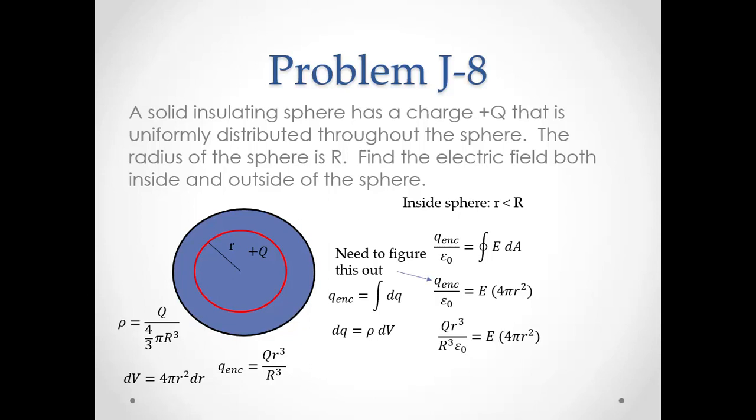Well, I can now plug that into my formula and divide everything by 4 pi r squared. And what I get is a very interesting relationship. What it suggests is that the electric field increases in a linear fashion as I go from the center of the sphere to the outside of the sphere. It also suggests that if little r is equal to big R, I get something that looks like, oh, I'm outside the sphere.